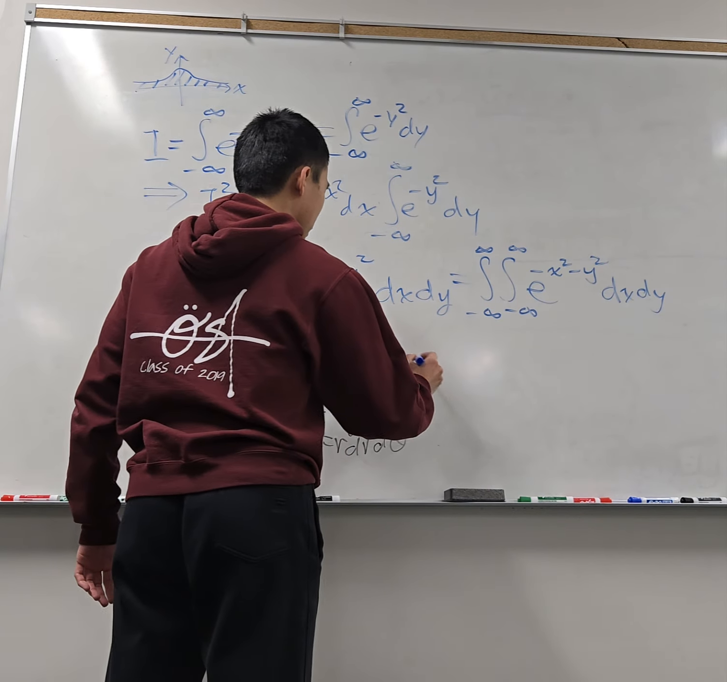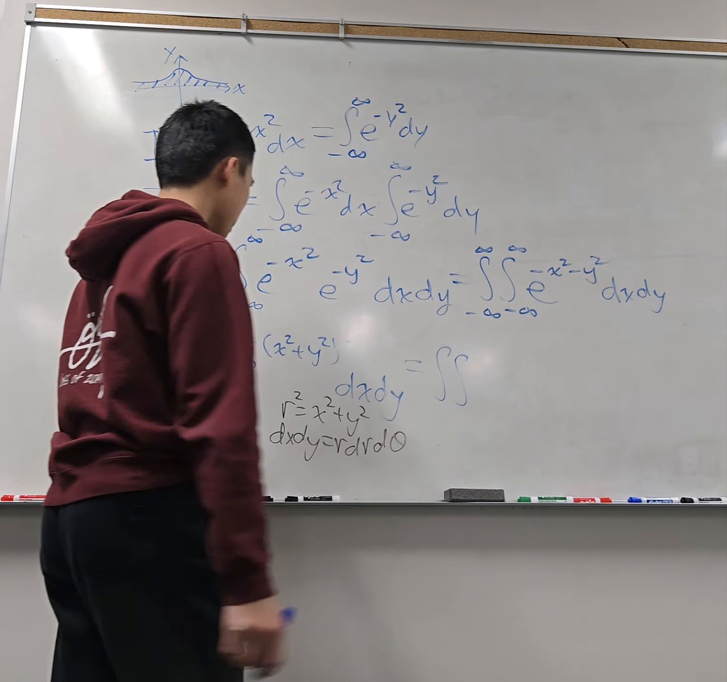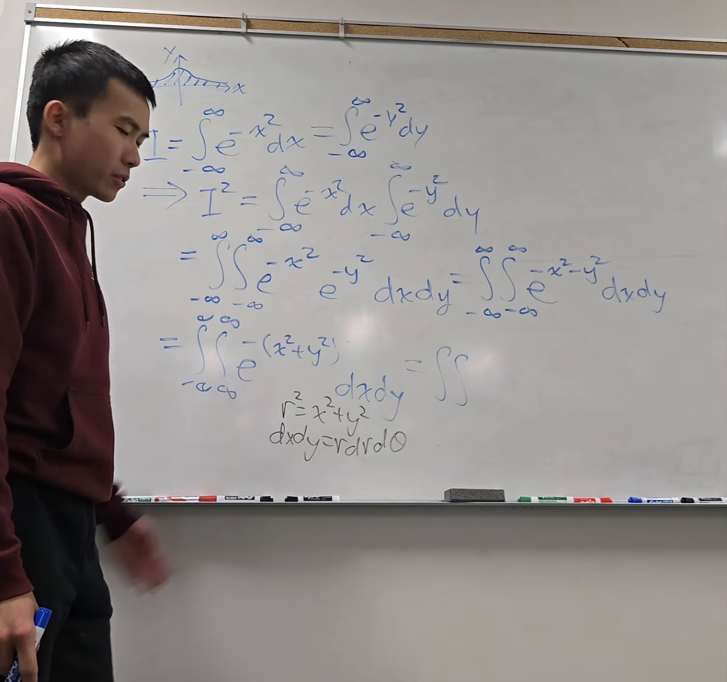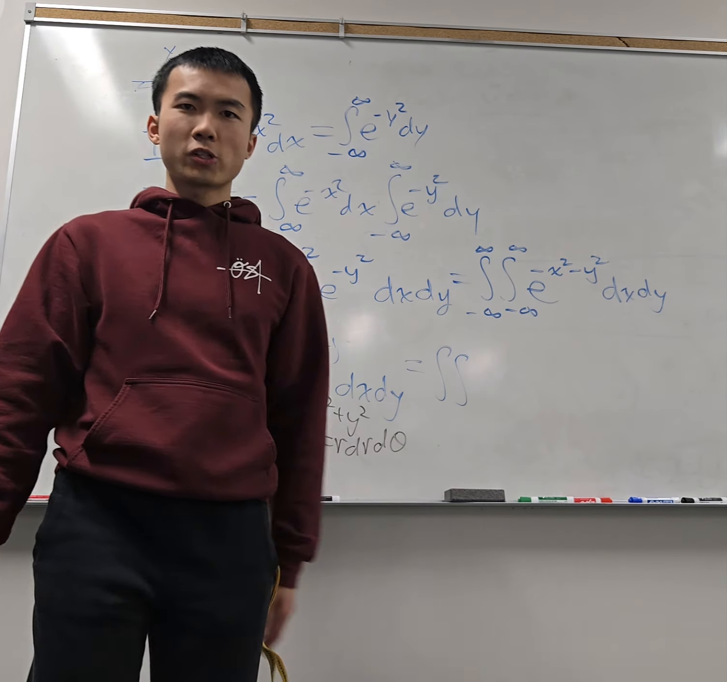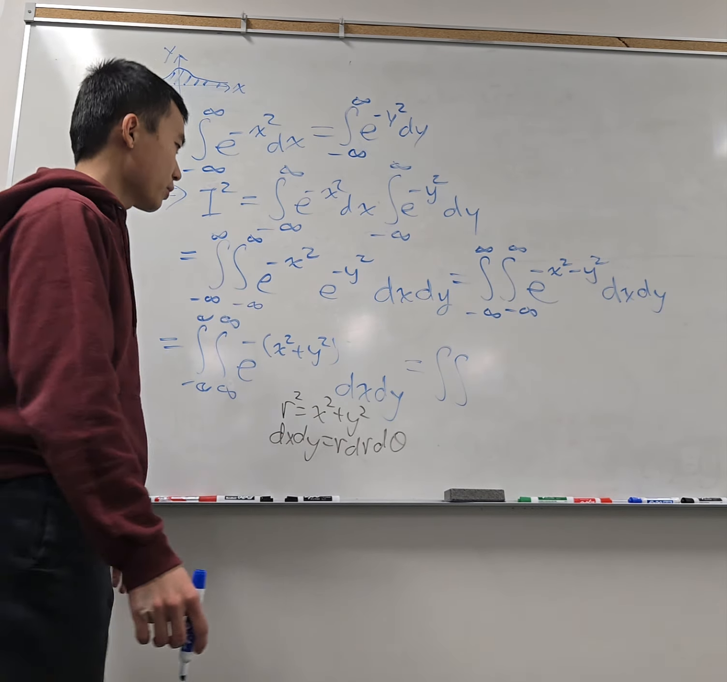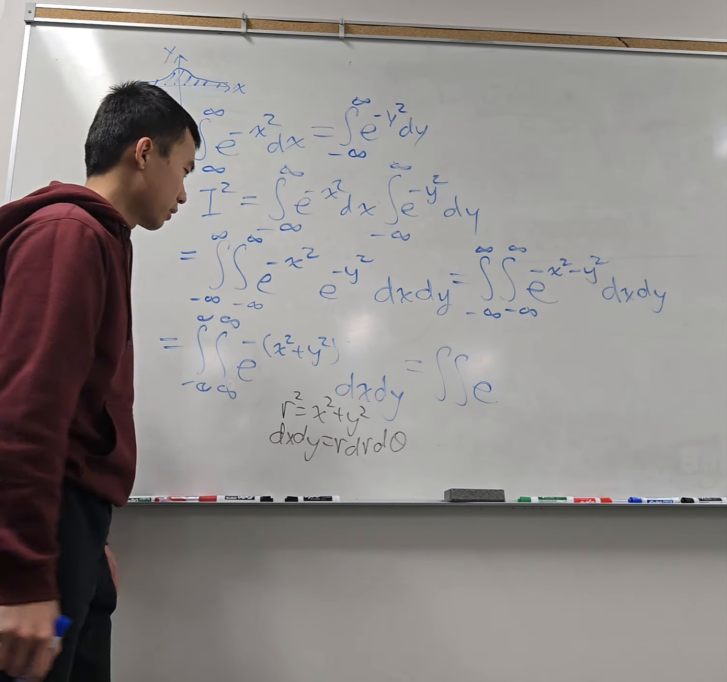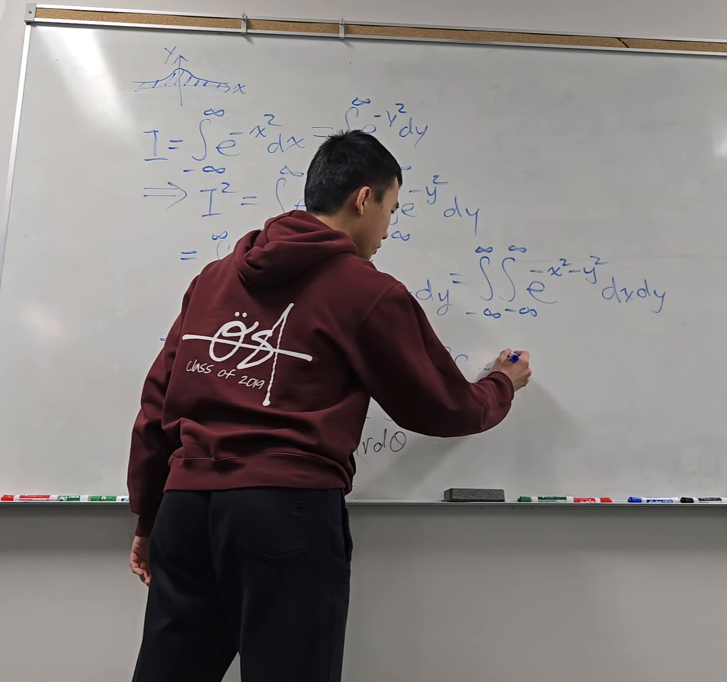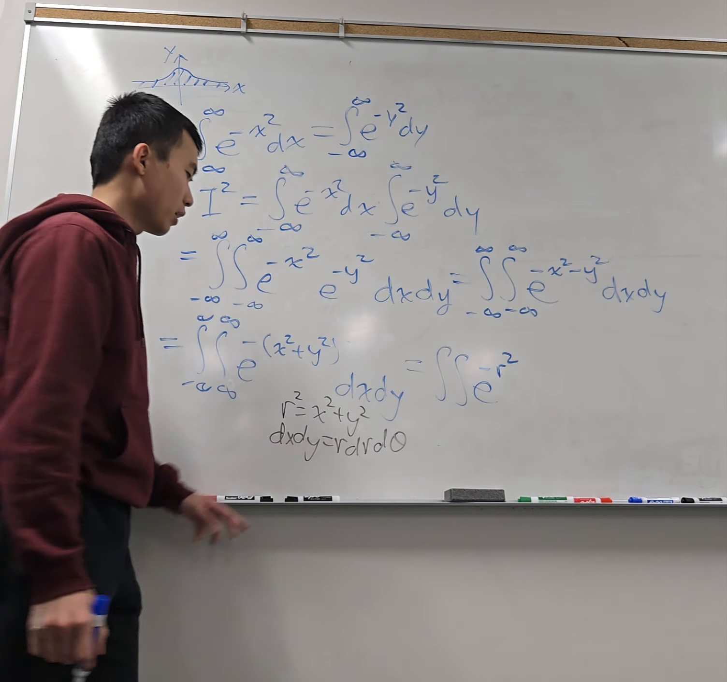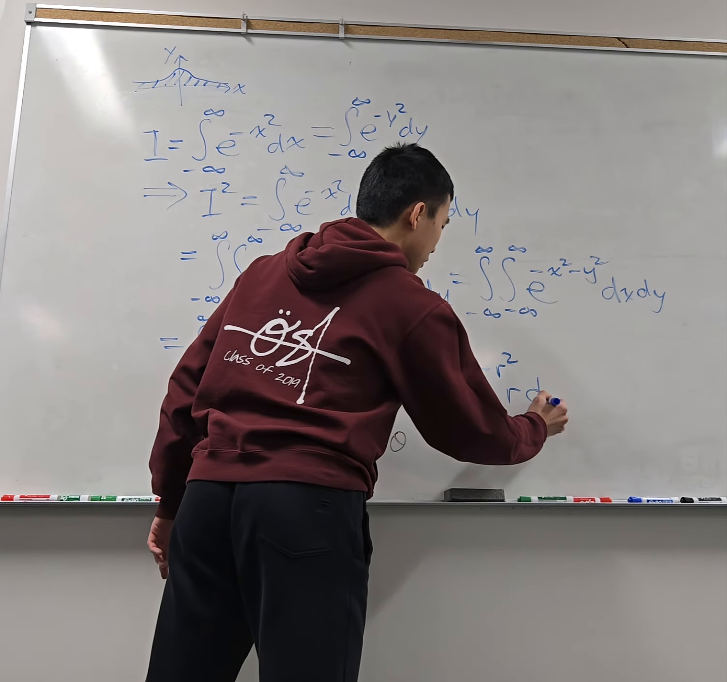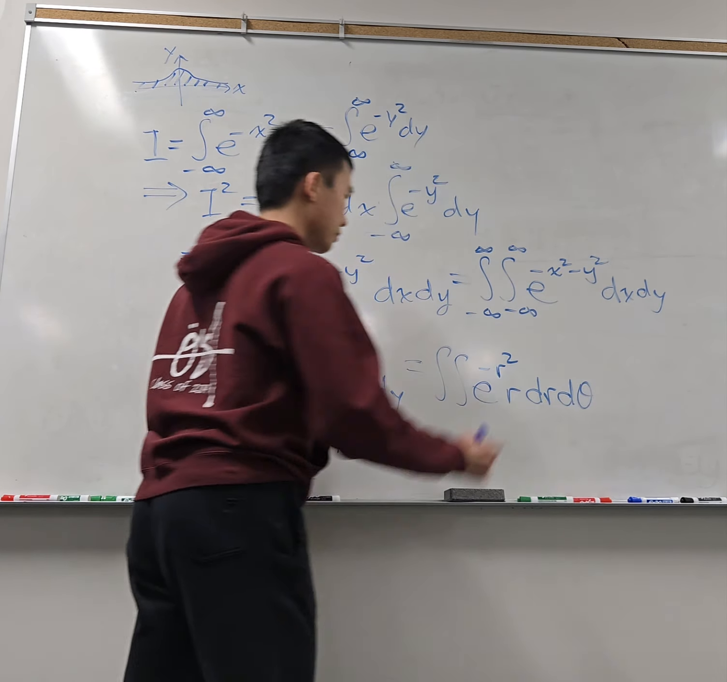So we do a change of variables. Essentially, a change of variables is the u-substitution for higher dimensions. So then instead of e to the negative x squared plus y squared, we will have e to the negative r squared, and then dx dy becomes r dr d theta.